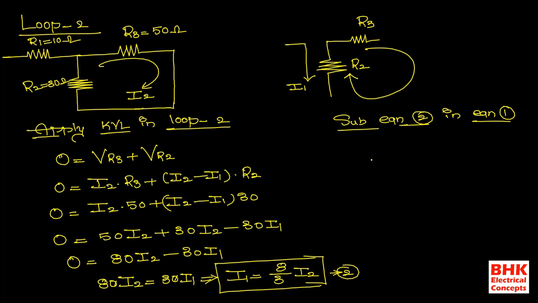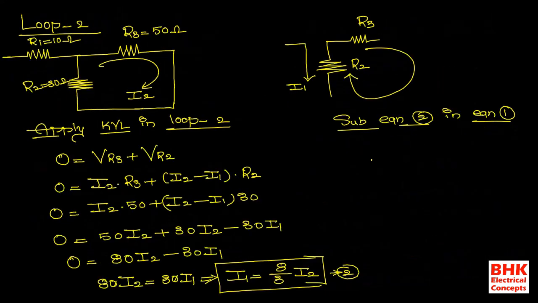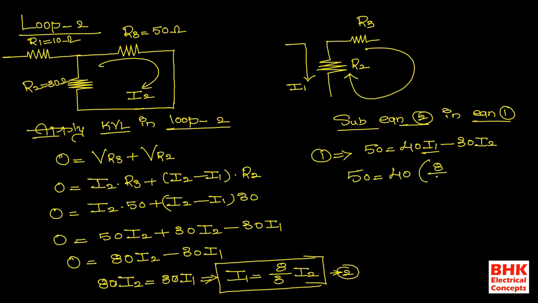Now see here, what is the expression of I1 actually? 50 is equal to 40 I1 minus 30 I2. This is from equation number 1. Now in place of I1, I am substituting the value from equation number 2. That is, 50 is equal to 40 into 8 divided by 3 into I2 minus 30 into I2. Now simplifying here.